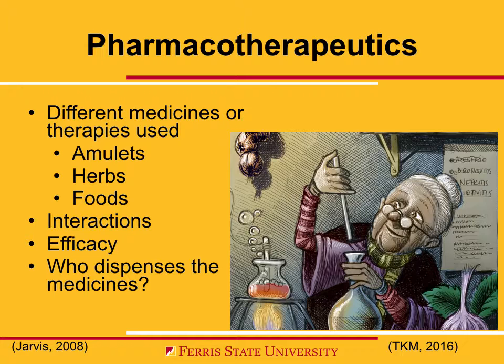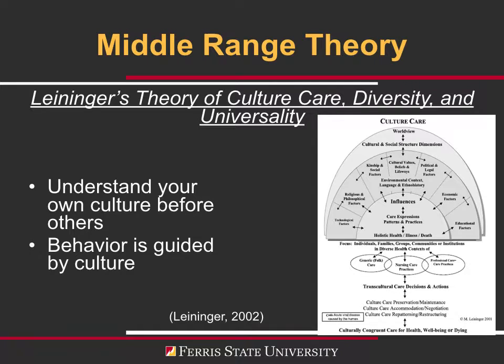So now that we've talked about the 3 Ps, I'm going to move on and start talking about theories that relate to cultural care. So there's Leininger's theory of cultural care, diversity, and universality. Her model is called the Sunrise Model, which you can see to the right-hand side of the screen. And it mainly states 2 things: you need to understand your own culture before you understand other cultures, and all human behavior is guided by their culture.